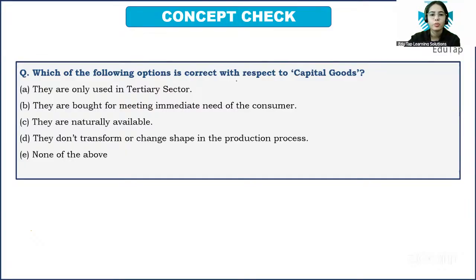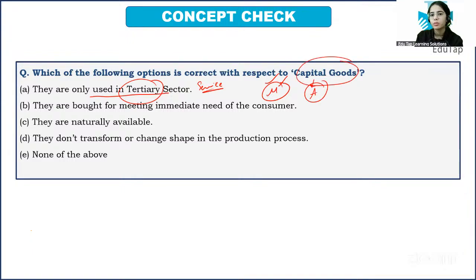Which of the following options is correct with respect to capital goods? They are only used in the tertiary sector. Are they only used in the service sector? No, they are also used in the manufacturing sector, and in agriculture or the primary sector also. So capital goods, machinery, tools, equipment, are used in the manufacturing sector also, not only in the tertiary sector.